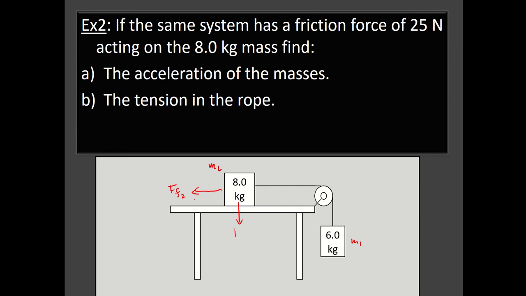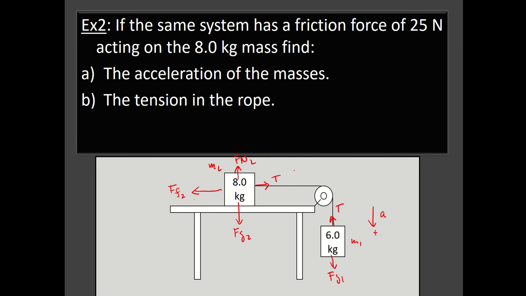We have our Fg2, Fn2, tension, Fg1. All right, well, we have all the forces labeled here. Let's unfold this again and redraw all the vector forces, and then find the acceleration of the masses and then the tension. Now in this case, again, my prediction is going to be the same. I'm going to say that it's going to be going this way. I don't know, this could be wrong.